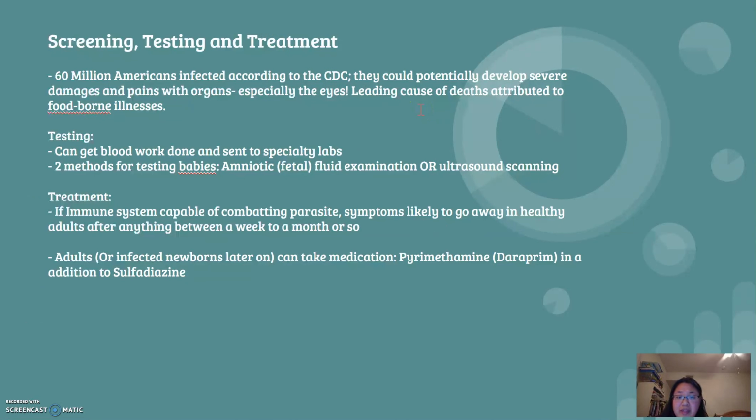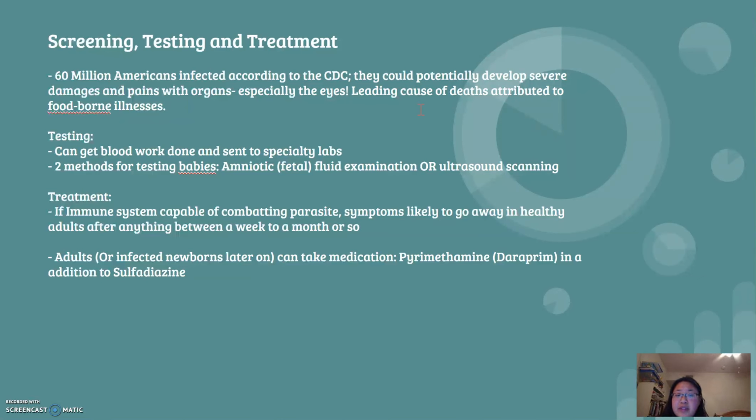As for treatment, if the immune system is capable of combating the parasite, the symptoms are likely to go away in healthy adults anywhere between a week or a month. Again, it takes a bit, but it would likely go away. So again, with the aches, fevers, pains, you'd feel like you have the flu for a bit and then it would go away.